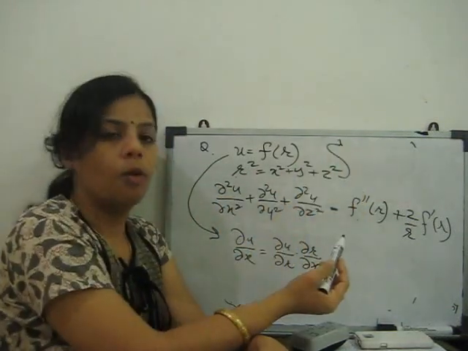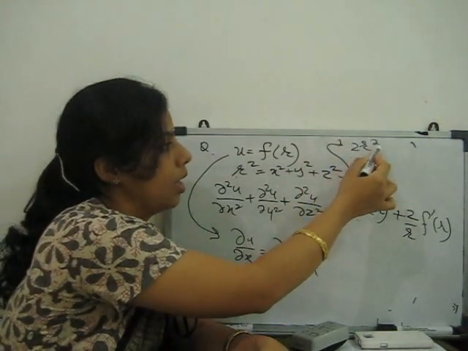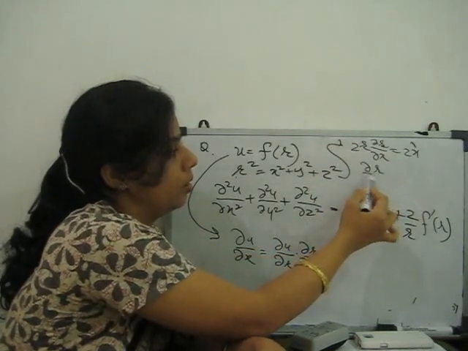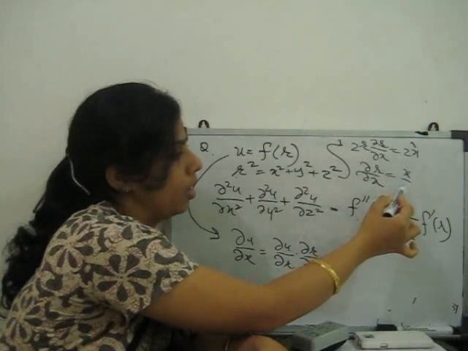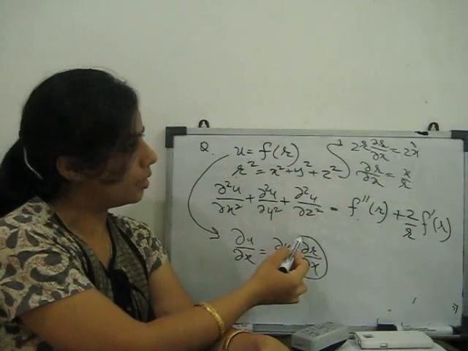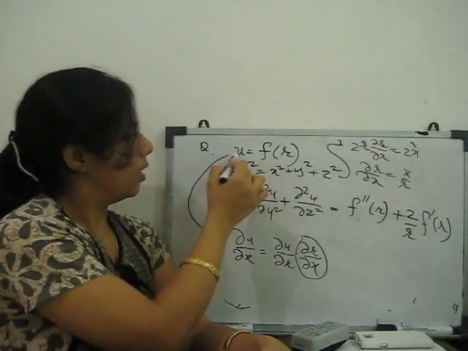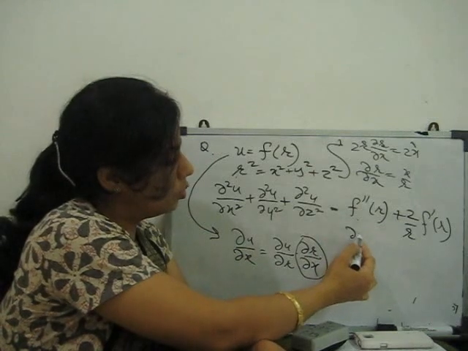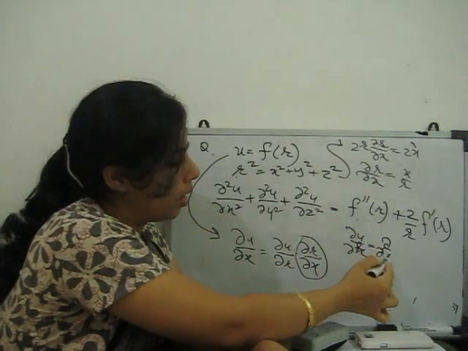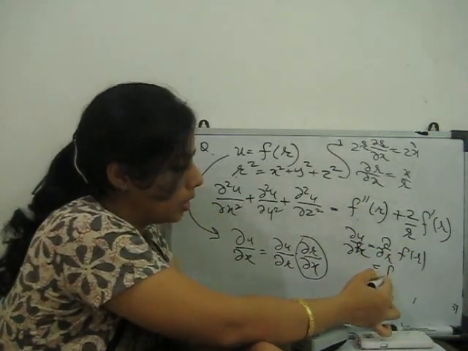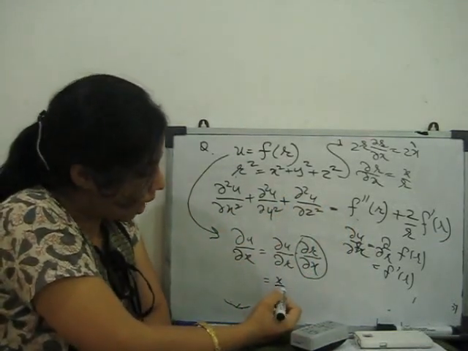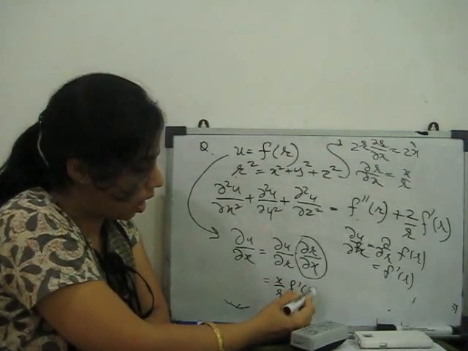With this equation, what is del r by del x? 2r del r by del x is equal to 2x, so del r by del x is x by r. Clear? So del u by del x is x by r times del u by del r. Now differentiate: del u by del r is equal to del by del r of f(r), so we can write f dash r. So this term is x by r f dash r. Clear?